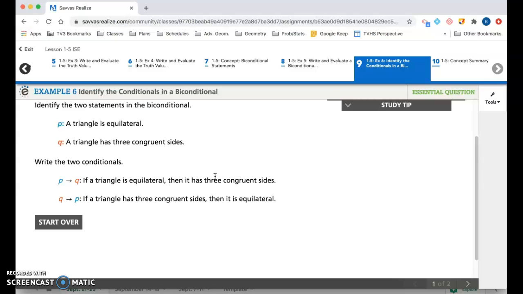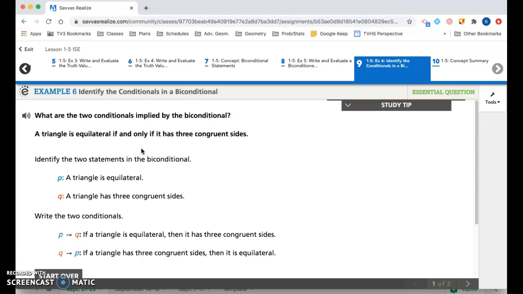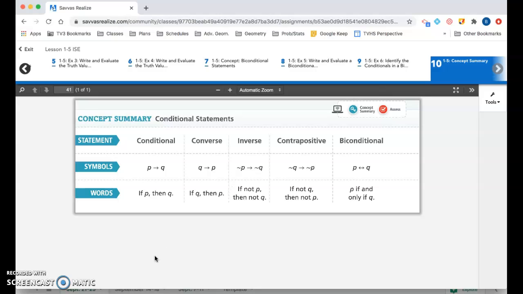Every equilateral triangle has three congruent sides, and every triangle that has three congruent sides is an equilateral triangle. So in this instance, the biconditional that we started with, a triangle is equilateral if and only if it has three congruent sides, does end up being true. The last slide here is just a summary of everything we went through, so you might want to take a look at that real quick.